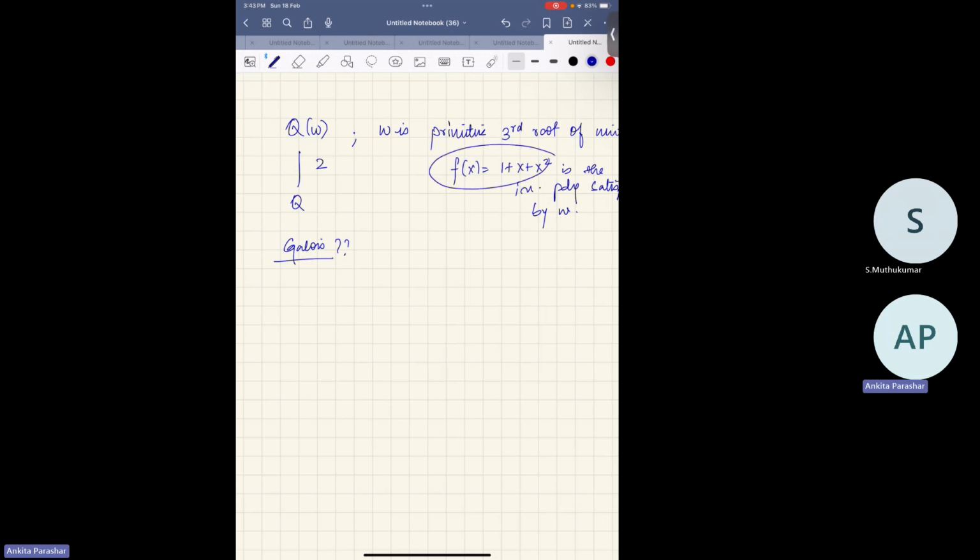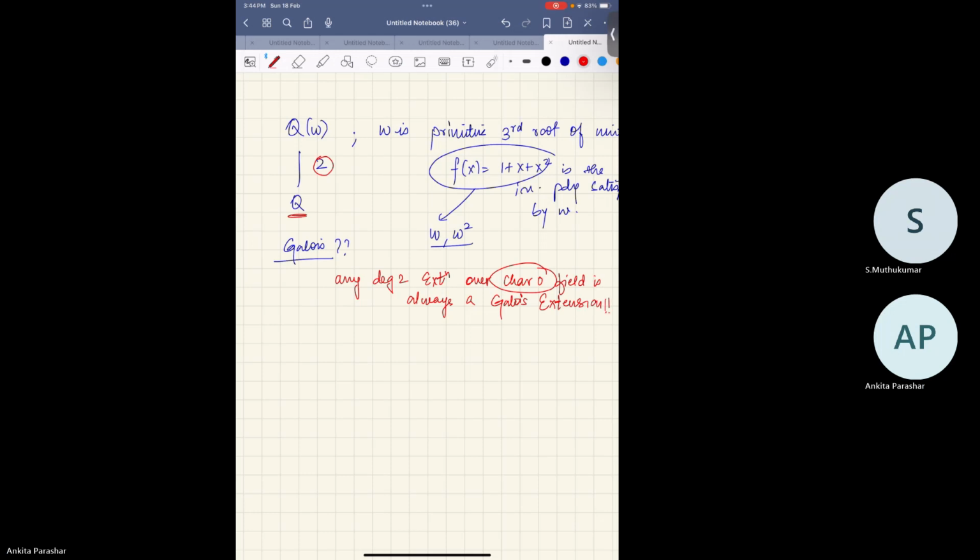Of course, the roots of this are nothing but omega and omega square. Sorry, omega square, not minus omega. So clearly both roots are there. So you can say it's a splitting field of this separable polynomial. Yes, you can say that. But I'm saying that you recall the previous result that any degree 2 extension over a characteristic 0 field is always a Galois extension. This is important. So wherever a degree 2 extension comes over Q, it's always Galois. So this is just a recall.